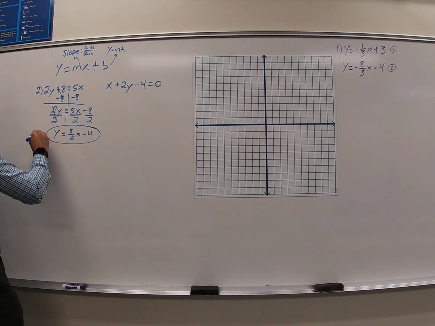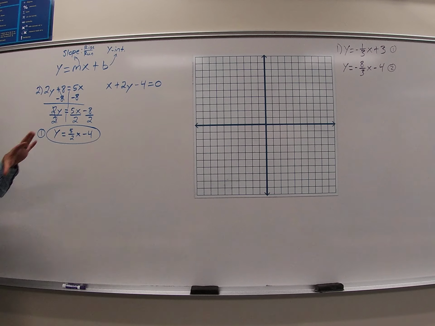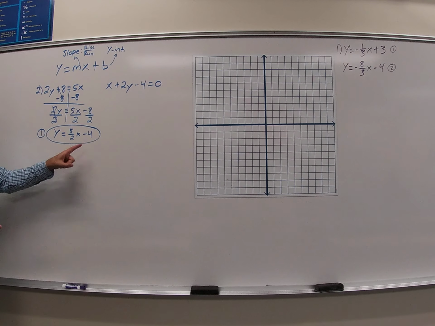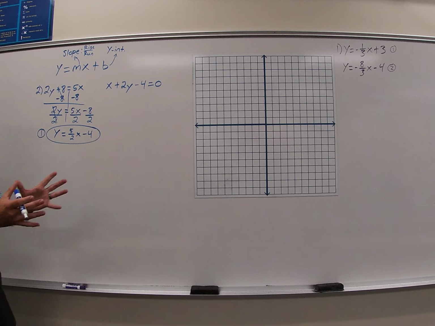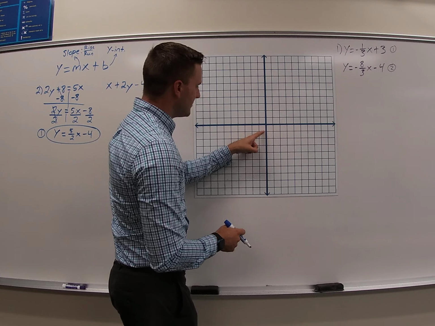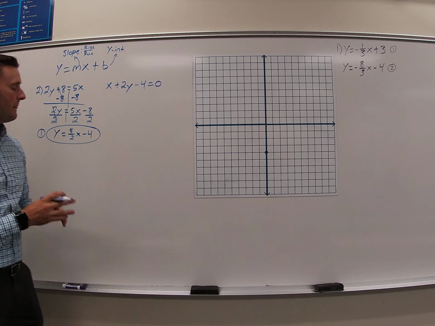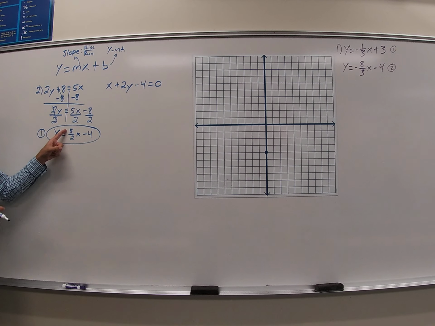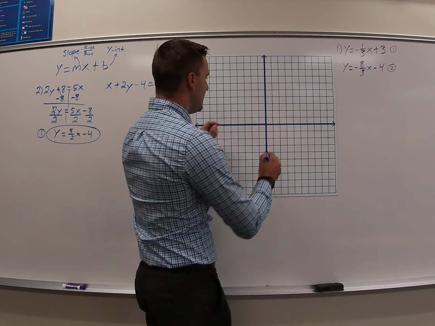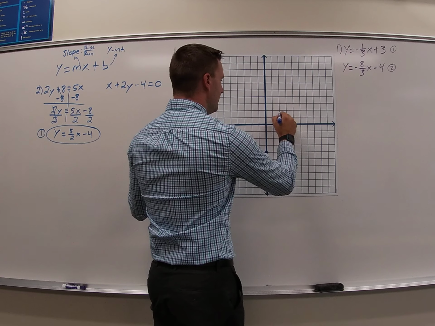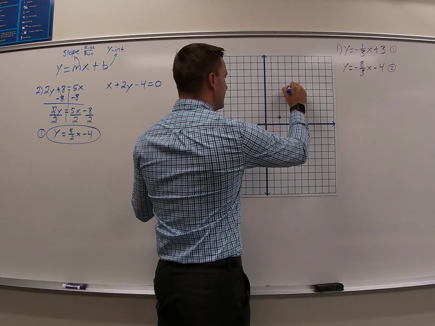So this is going to be the first line that I'm going to graph on this coordinate plane. My starting point is -4, so I'm going to go down 4 on the y-axis, 1, 2, 3, 4, and I'm going to put a point here as my starting point. From there, I'm going to go up 5 because it's positive, and then to the right 2. So from this point, I'm going to go up 5, right 2. Up 5, 1, 2, 3, 4, 5, right 2.